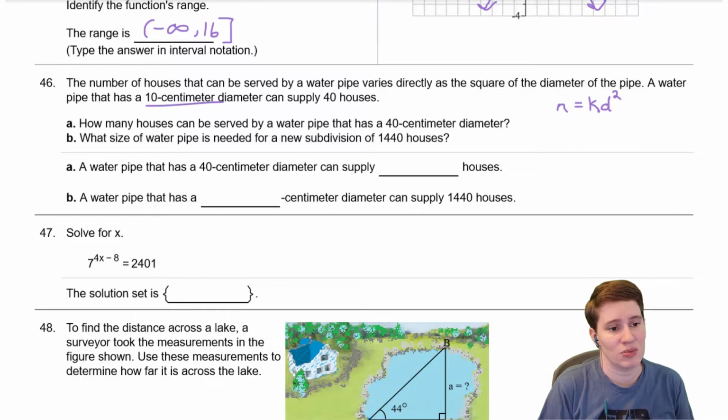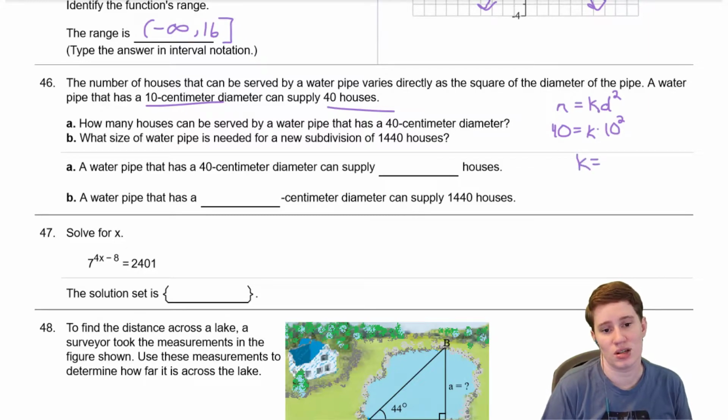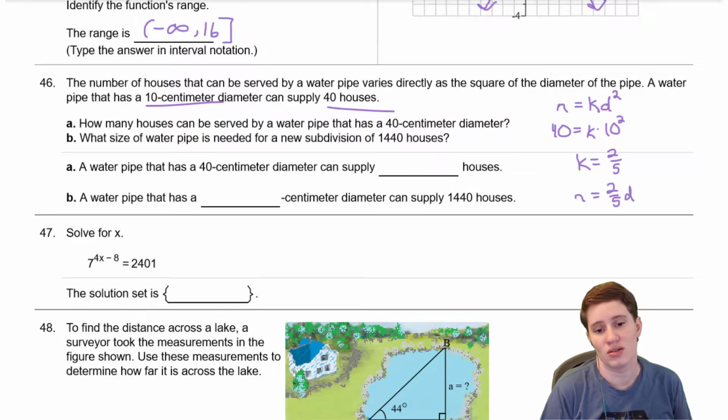Now they're giving us information here so that we can figure out what K is. If it's a 10 centimeter diameter, we put 10 right here where D is, and it's 40 houses, so that goes here. And we solve this. 10 squared is 100. We divide the 100 over, and we get that K is 40 over 100, which simplifies to be 2/5. And then I can rewrite that so that I can now use my equation for these two problems that ask me.